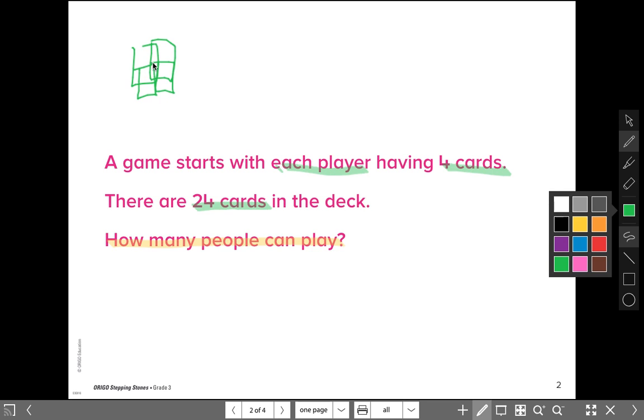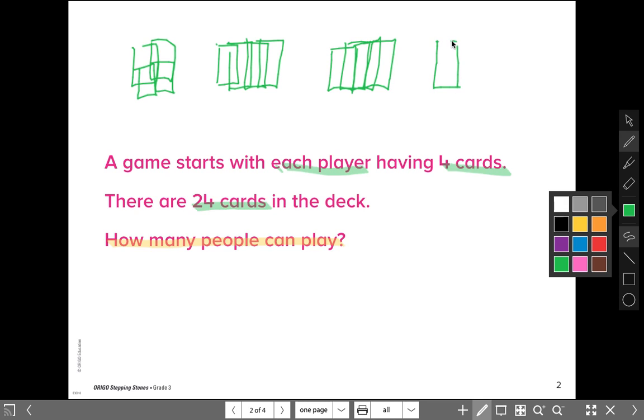Okay, they're holding their cards in their hand. Okay, here's the next player's cards. Okay, so I've got 4, 8. Can I keep going? Yes. Okay, so the next player has 4 cards in her hand. 4, 8, 12. All right, so I can keep going.